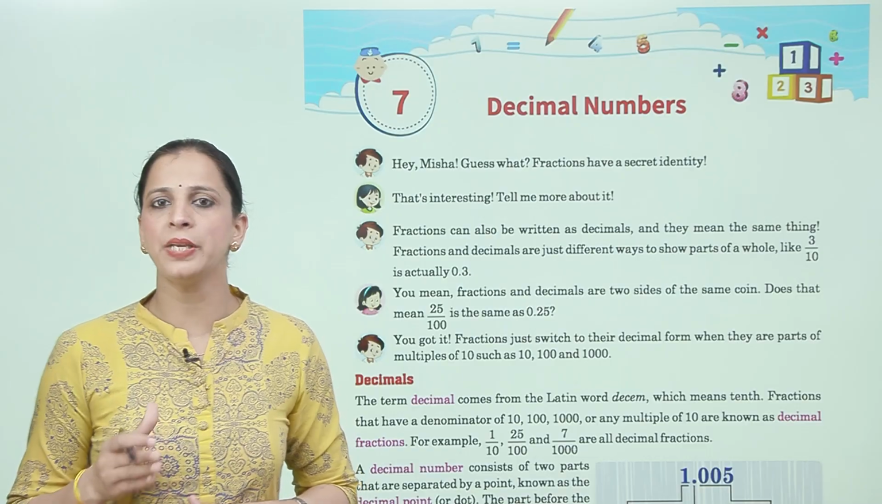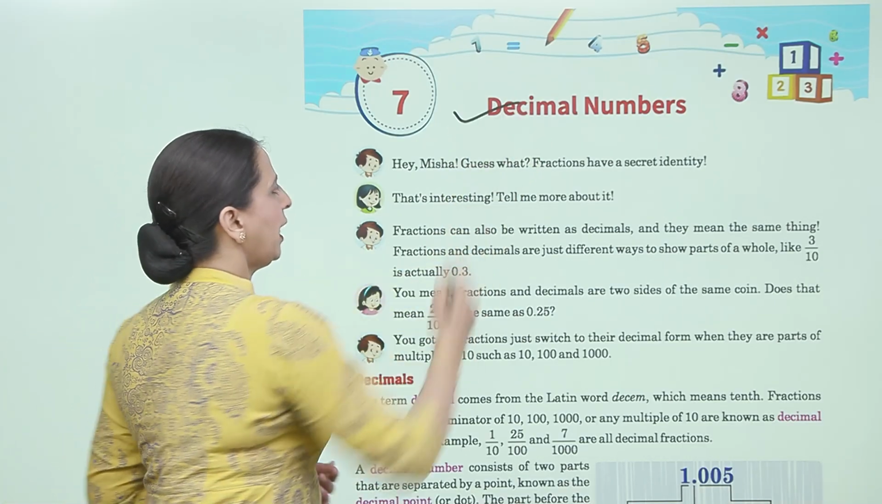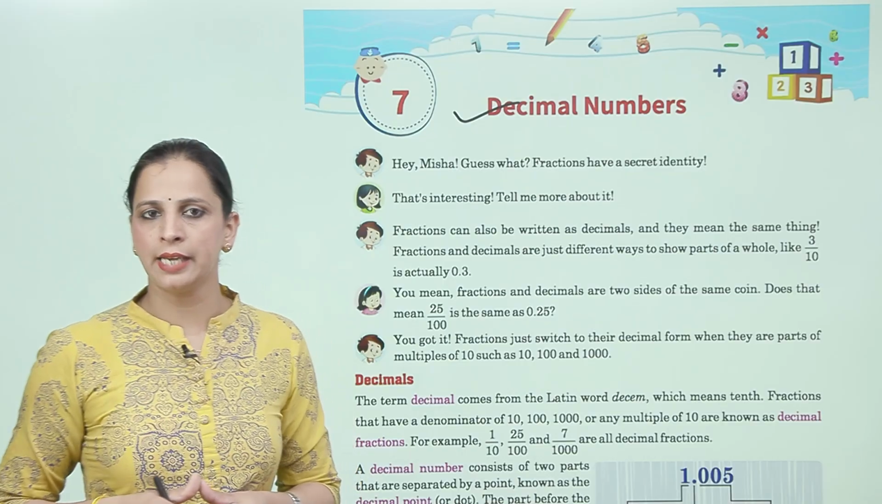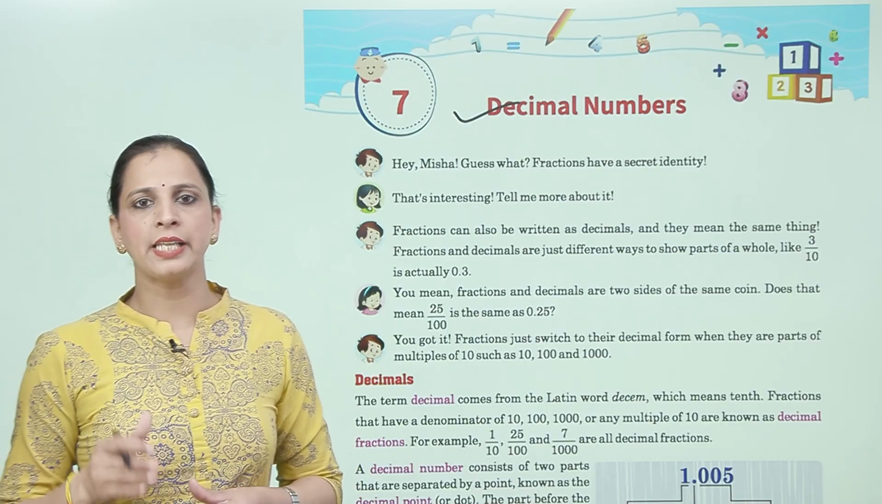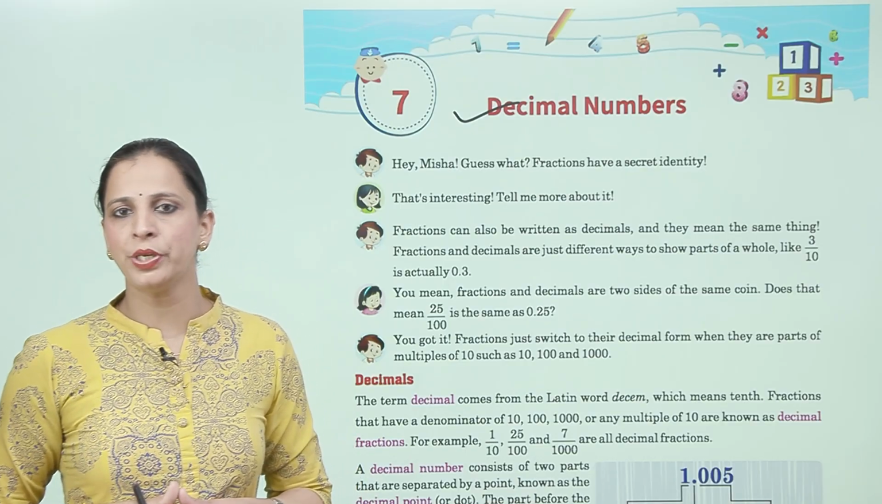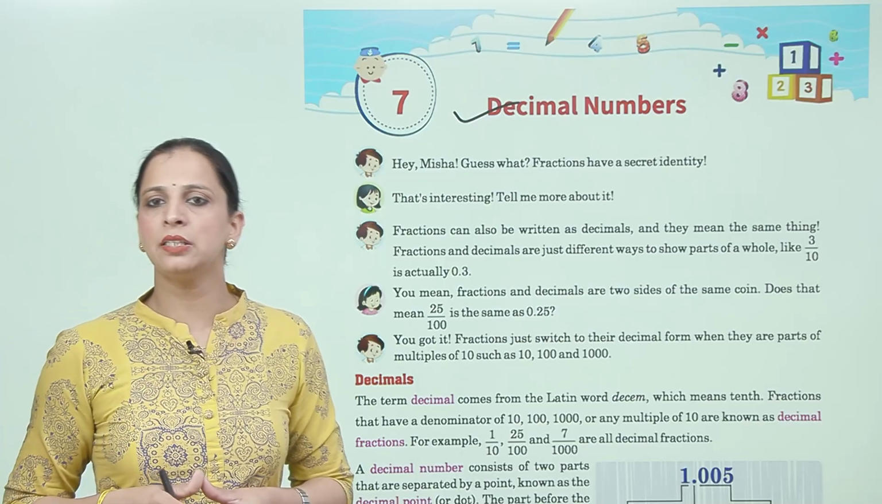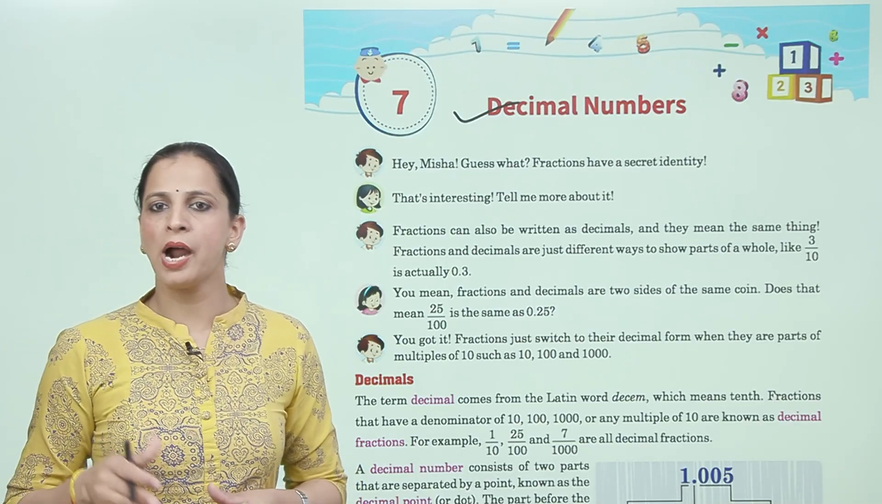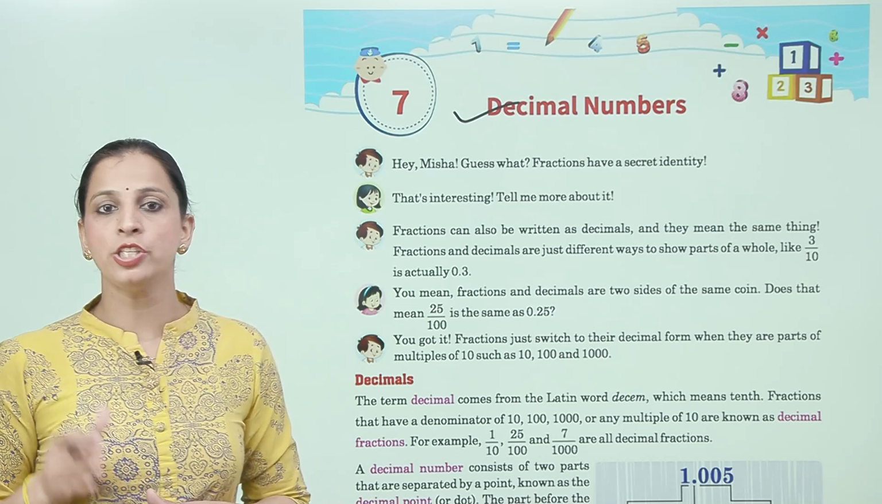Let us start our topic decimal numbers. Hey Misha, guess what? Fractions have a secret identity. That's interesting. Tell me more about it. Fractions can also be written as decimals and they mean the same thing. Fractions and decimals are just different ways to show parts of a whole, like 3 by 10 is actually 0.3.